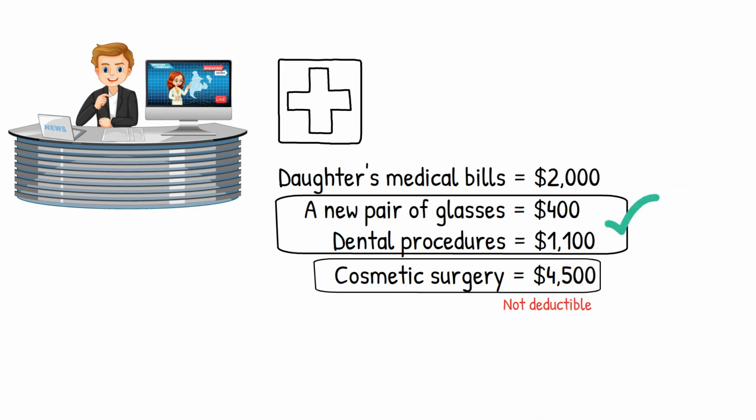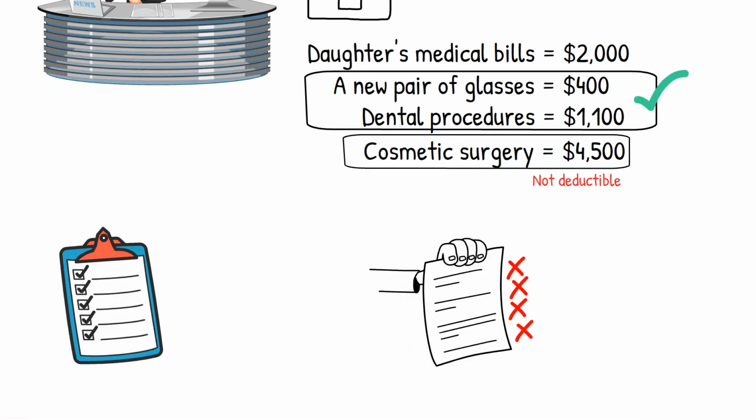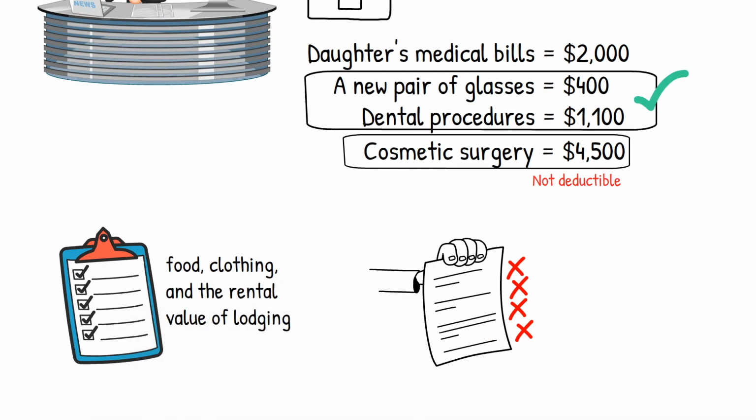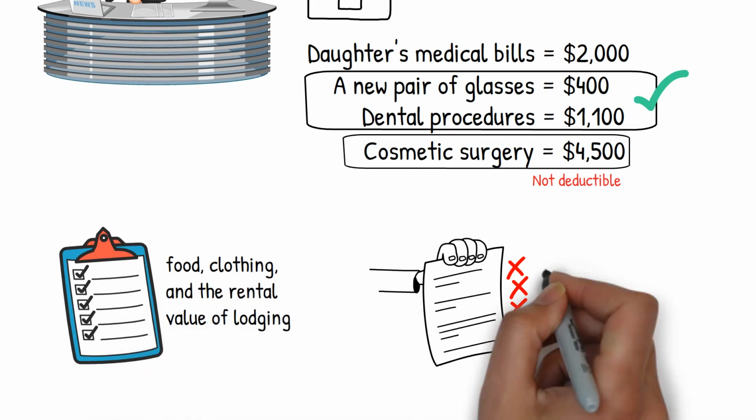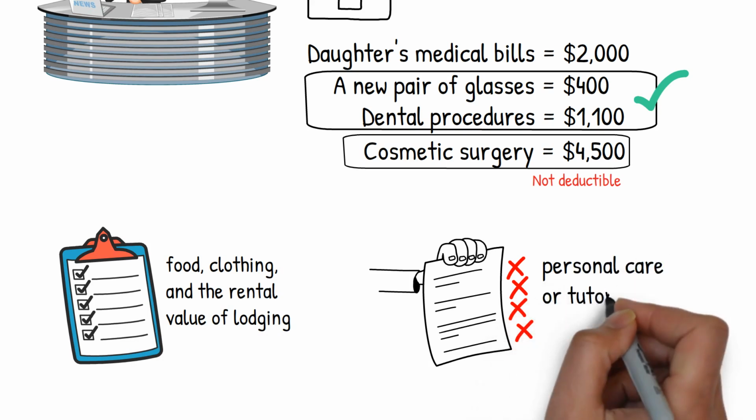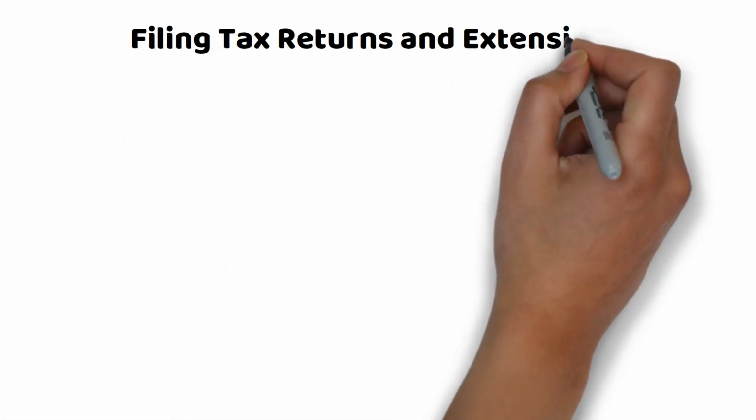When assessing support for a dependent, it's important to consider what counts and what doesn't. Things like food, clothing, and the rental value of lodging are considered support. However, the value of services rendered by the taxpayer for the dependent, like personal care or tutoring, doesn't count as support for this purpose.